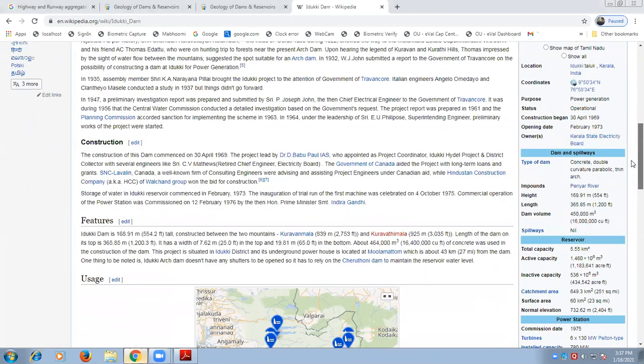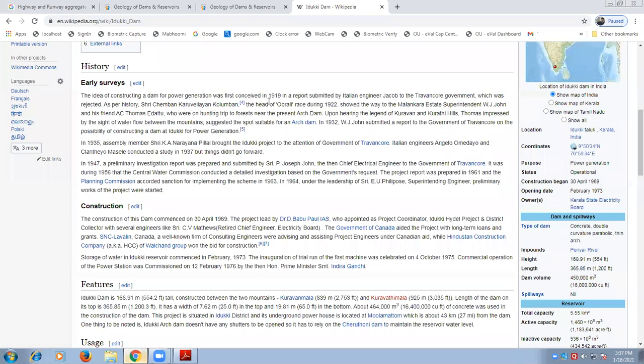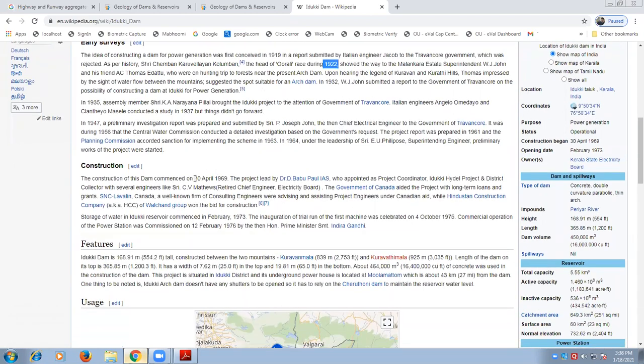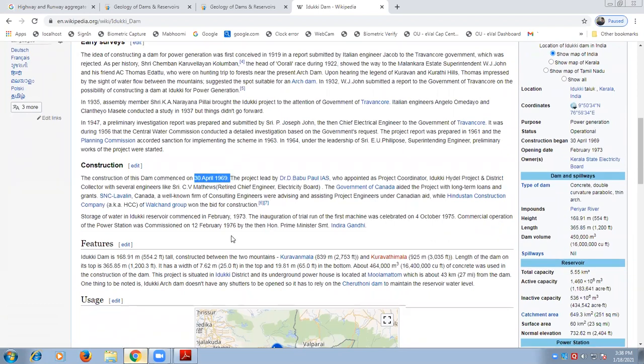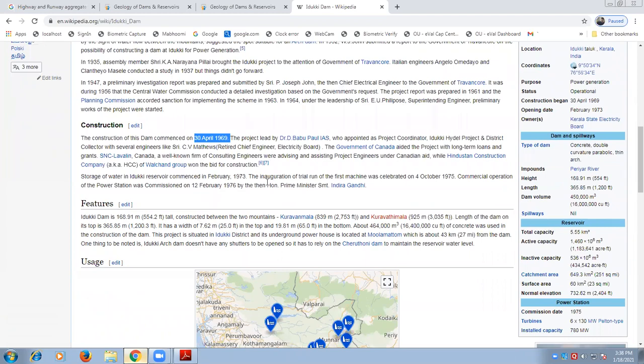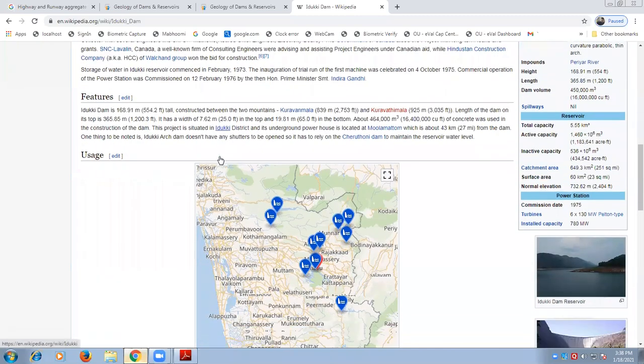A brief history about the dam: the idea was conceived in 1919, and in 1922 they thought about a suitable place for the construction. Construction actually took place in 1969. So by 1973 or 1976 the dam was completely constructed.